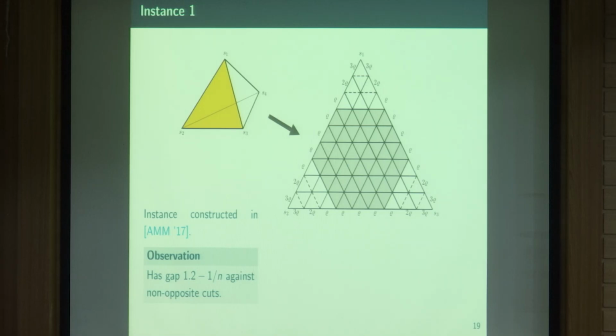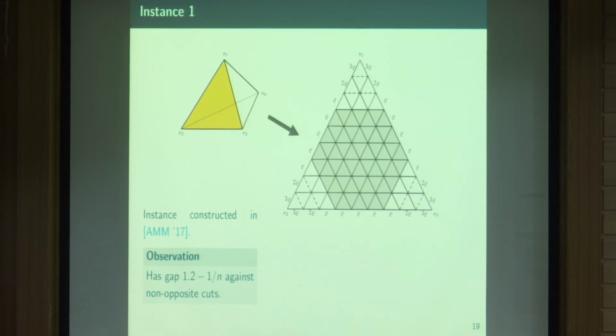Okay, so the first instance that will appear in our construction is just the same instance that appeared in the previous paper that I mentioned for the case of 3 terminals. It's a special 2-dimensional instance. So this picture here is the graph that we want to construct. We are working with this simplex, and we copy this 2-dimensional instance to this face of the simplex. In the previous paper, they observed that this instance has gap 1.2 against non-opposite cuts. So that was their idea.